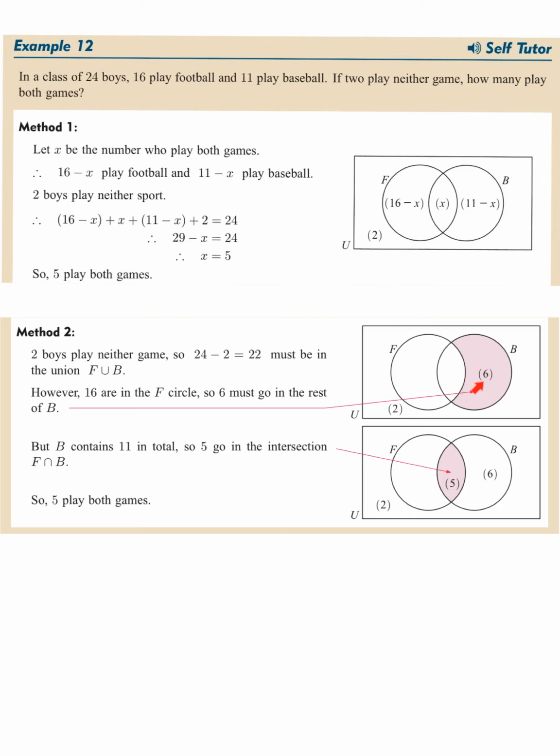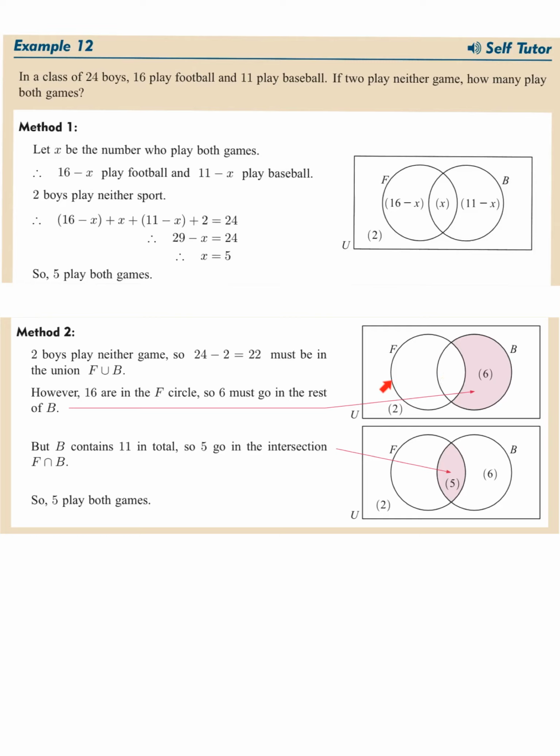That's the 6. We also know that for baseball, 11 people play baseball. So if we know that this area is 6, within the whole circle of baseball, this must be 5, because 5 and 6 is 11. And we know that's the case. So then we know that that's 5. And that's 6.